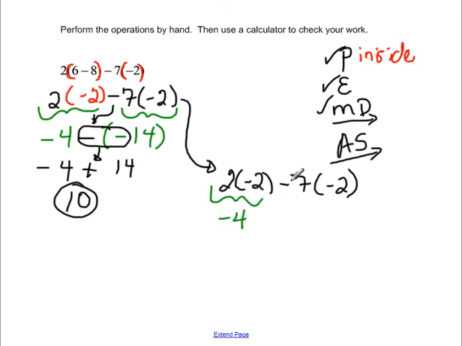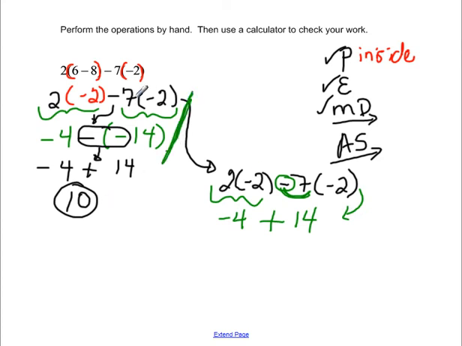But now this time I'm going to be thinking about this negative sign as holding on to that 7. So when I do the multiplication, I come up with negative 7 times negative 2. Well, a negative times a negative is a positive. So I'm going to put that positive right there. And 7 times 2 is 14. So what I'm doing here in this step is I'm basically combining these two steps that I did over here.